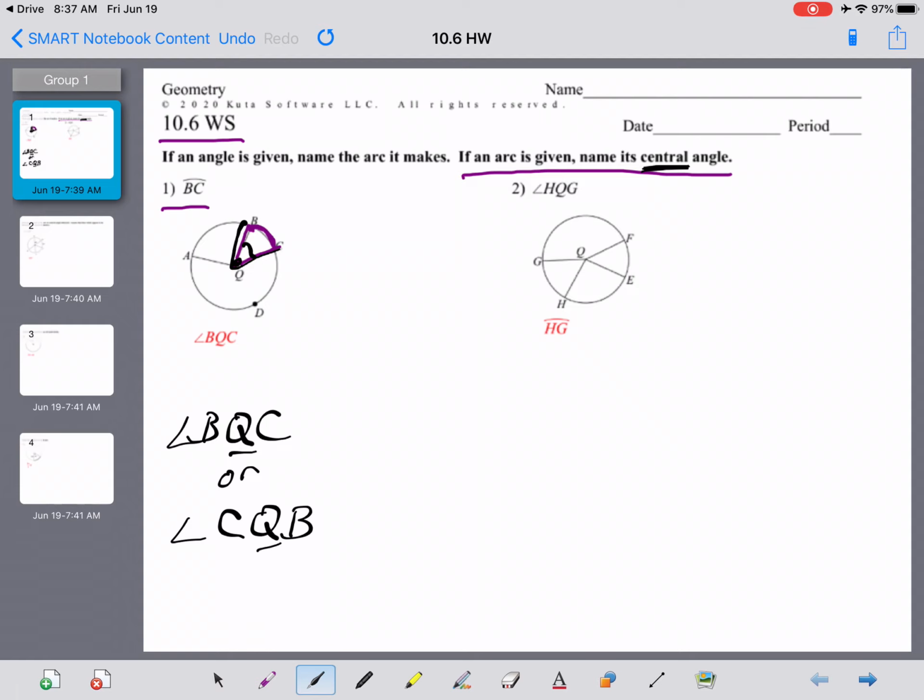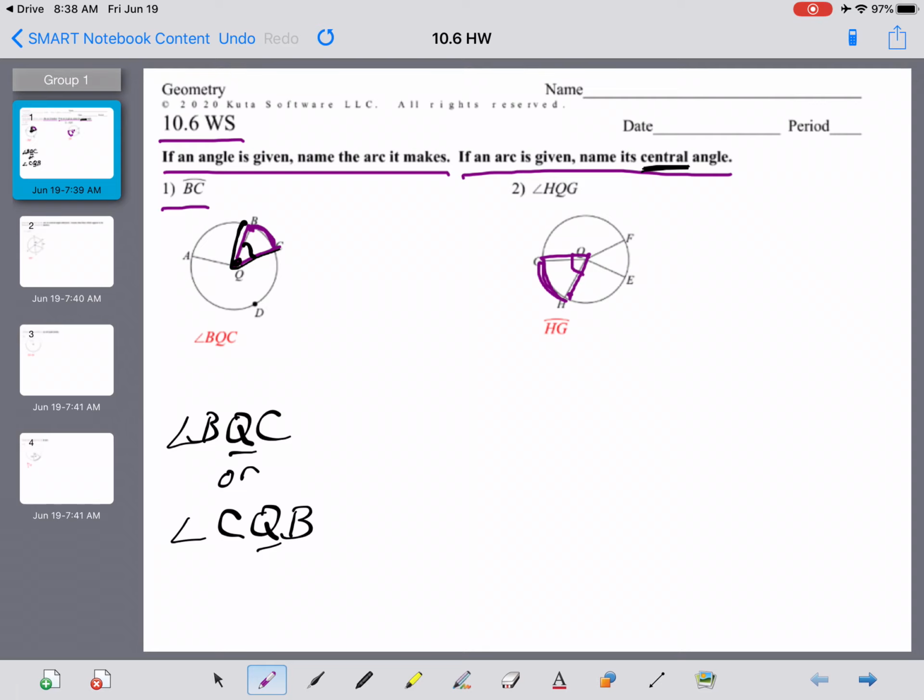If you take a look at number 2, let me go ahead and do this one with you here too. In this case, now it's the first set of directions. An angle is given to us, and we're supposed to name the arc that it makes. So angle HQG is going to start at H, go to Q, and then back out to G right here. So we're talking about this central angle. They want to know what arc that angle creates. So now we're talking about this arc right here.